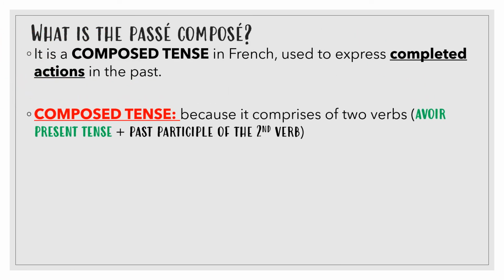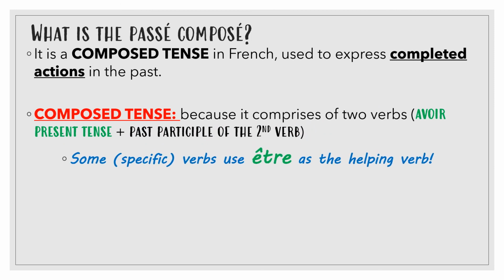Now we said it is a composed tense. Why? Because it comprises two verbs: the verb avoir, conjugated in the present tense, and the past participle of the second verb. So the passé composé is a composed tense because it uses two verbs to construct it. You use avoir, conjugated in the present tense, agreeing with the subject of the sentence, and then you're going to have the past participle. Now, what does this mean? Let's look at an example, okay?